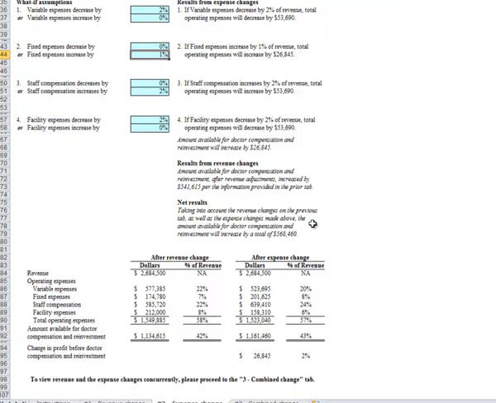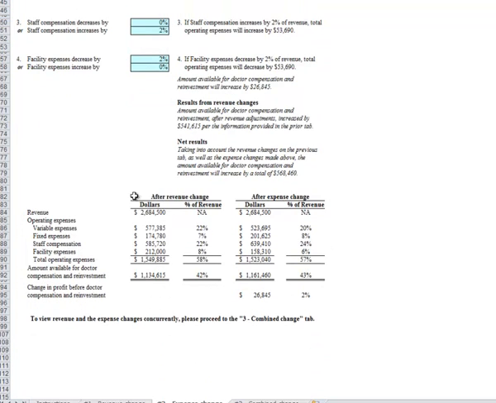So the net effect, the results from the revenue changes on the previous page are amount available for doctor compensation improved by about $542,000. Our amount available for doctor compensation from the expense changes improved by $26,000. So the net effect is an improvement of $568,000.